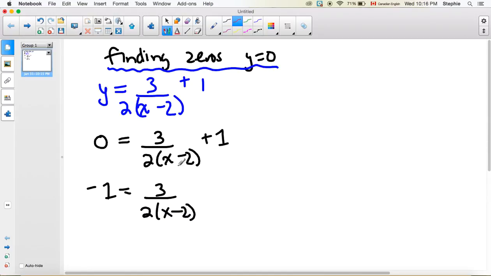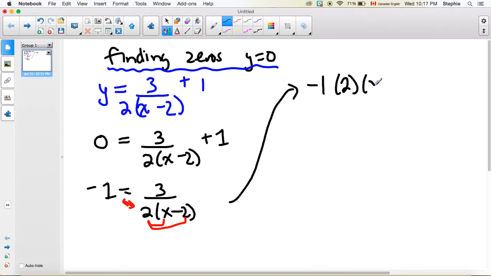Now, don't make your life complicated. You could multiply 2 with x and then 2 with minus 2, but you don't need to because you're going to cross multiply like this, but you're literally multiplying all the factors together. So you could just write minus 1 times 2 times x minus 2 equals 3. And now minus 1 times 2, that becomes minus 2 times x minus 2.